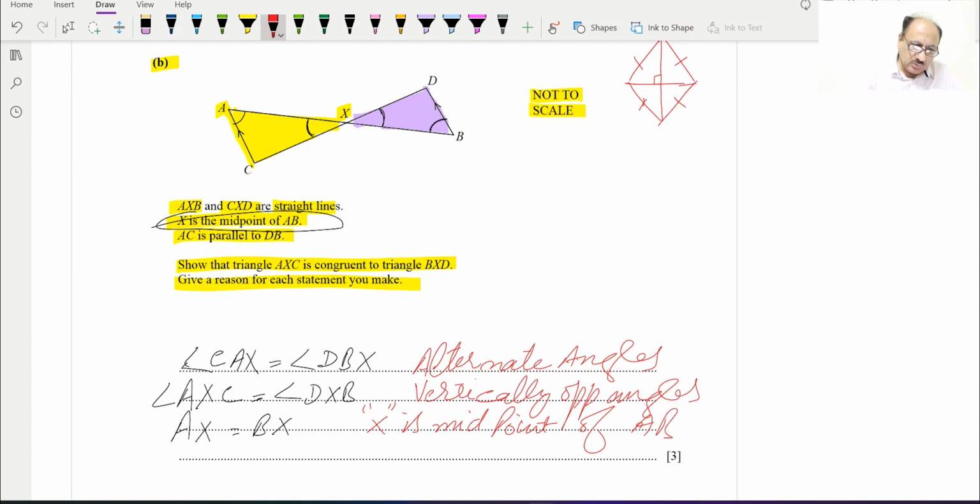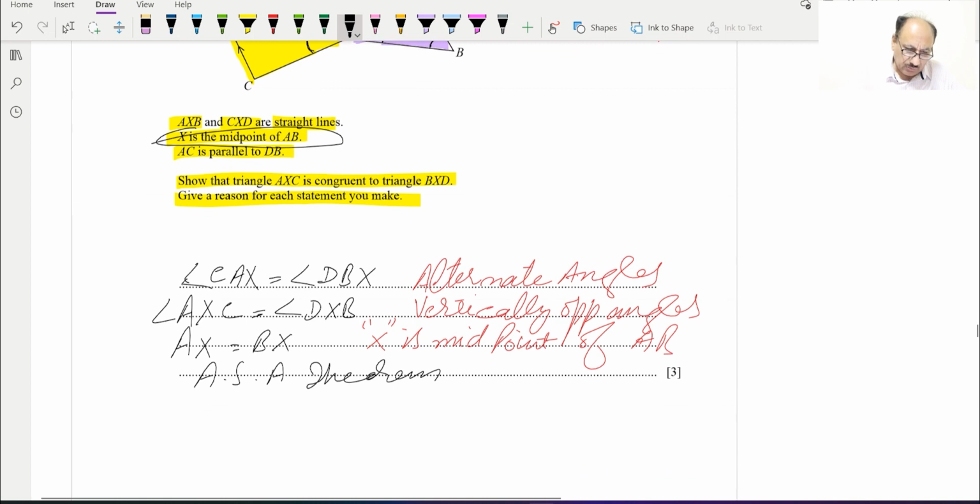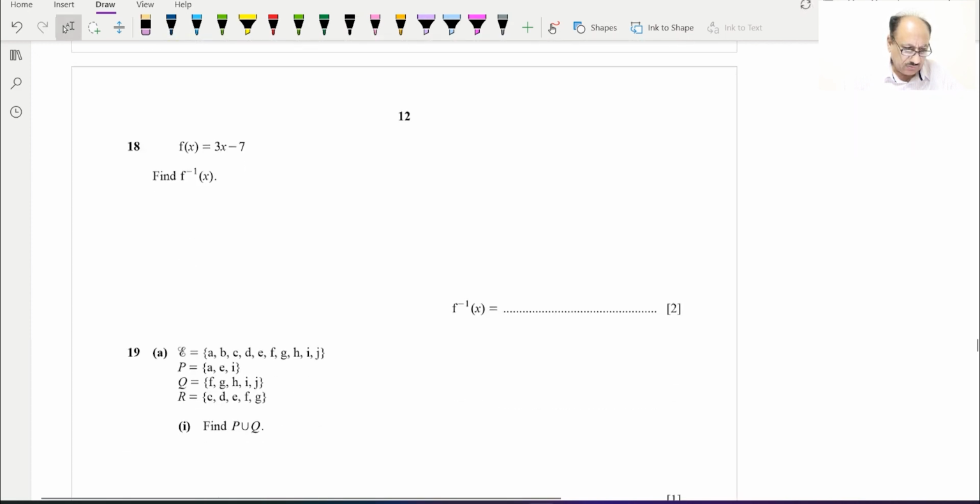This is done. So by the angle side angle theorem, we can say that these two triangles are congruent, triangle AXC is congruent to triangle BXD. This will be 3 marks, and we have given reasons for this also.